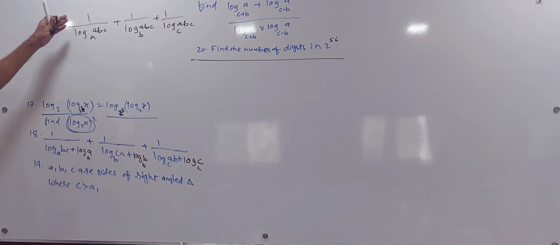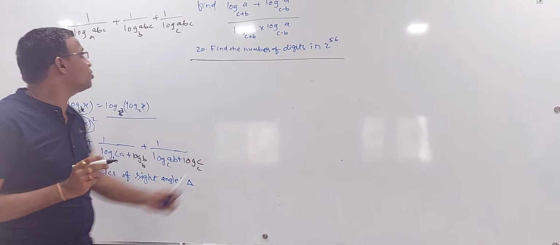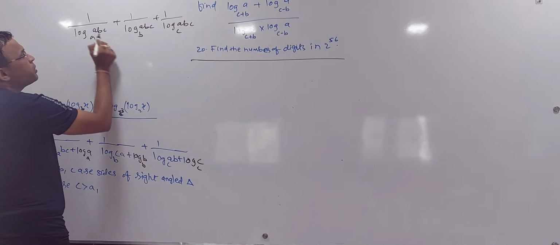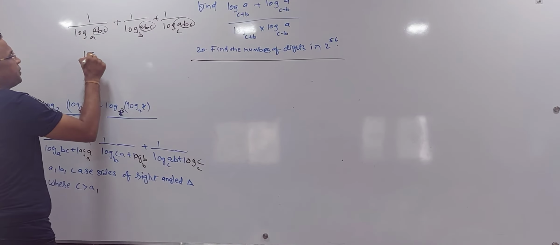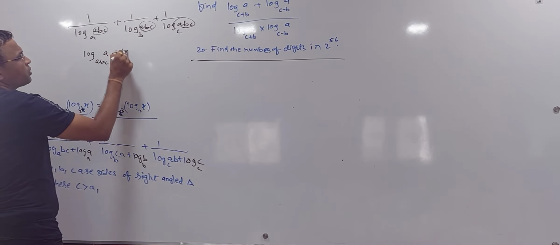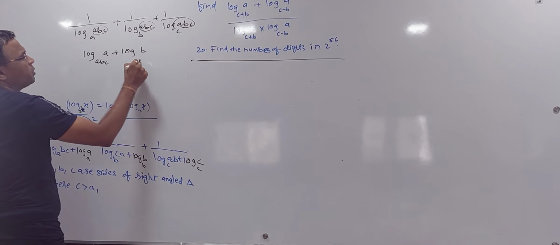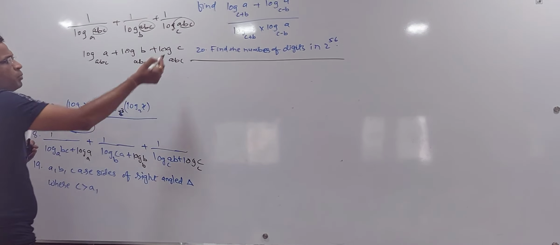Fine. Now we know that if log is in the denominator, we can shift it in the numerator. Okay, that is change of base. So a, b, c are different bases. The product abc will be same. So I can rewrite it as log abc base a plus log abc base b plus log abc base c.